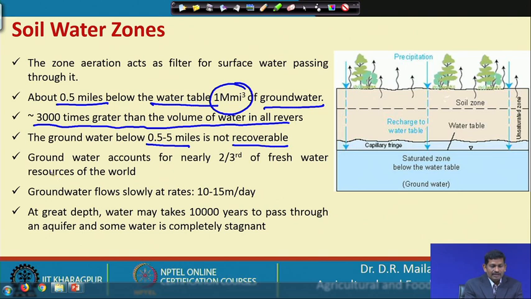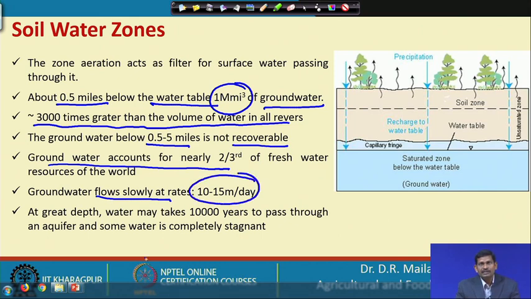The groundwater accounts for nearly two-thirds of the fresh water, and groundwater flows very slowly, like 10 to 15 meters a day. That means if you have a room 10 meters in length, it takes a day to flow from one end to the other end. At great depth, the water may take 1,000 years, passing through the aquifer, and sometimes it is completely stagnant. Okay.